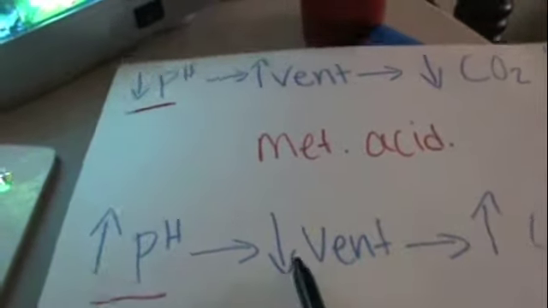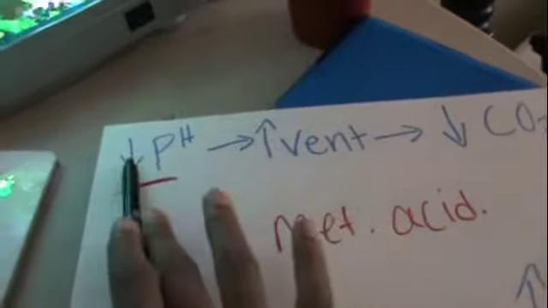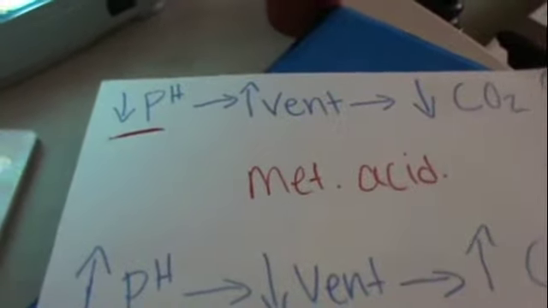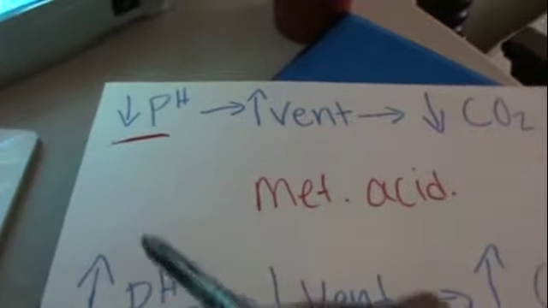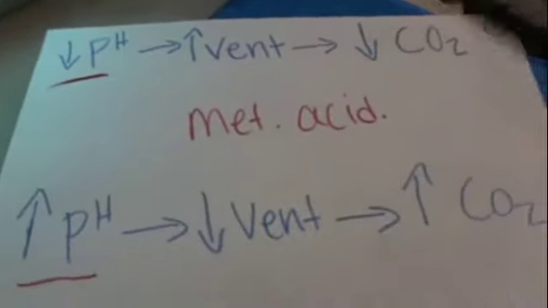Did you understand what I'm saying? When you get a problem like this, look at the arrows for CO2 and the pH. If they are both going down or both going up, they are a metabolic problem. If they are pointing in different directions, they are a respiratory problem. And if you want to figure out if it's acidosis or alkalosis, look at the first arrow and where it is pointing. If it is going down, it is acidosis. If it is going up, it's alkalosis.